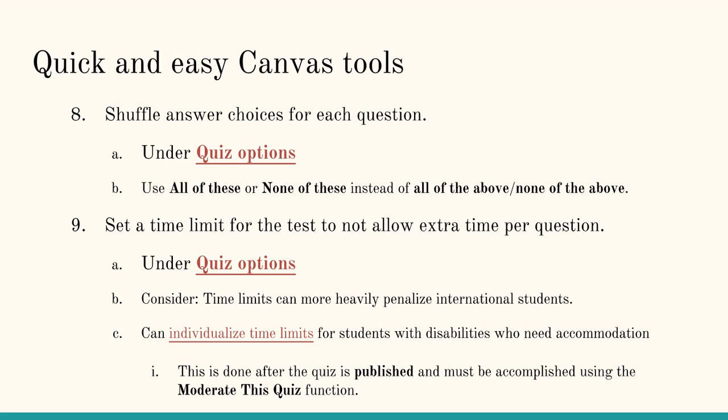On the other side, you can actually individualize time limits, which is especially important for students with disabilities who need accommodation or extra test-taking time. You could do that for international students too, if you felt like it. The individualized time limits have to be done only after the quiz is published and is accomplished using the moderate this quiz function, but it is not available on the quiz options menu until after the quiz is made available to students.